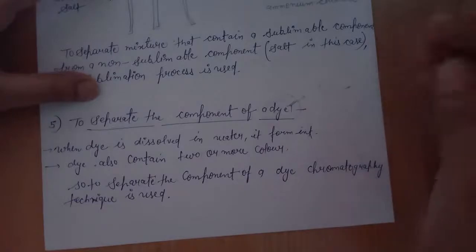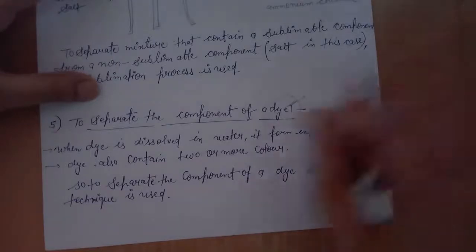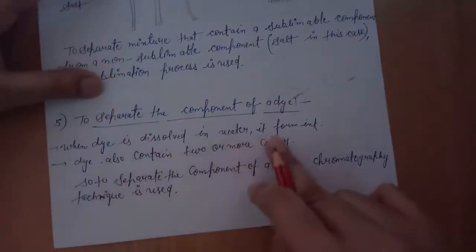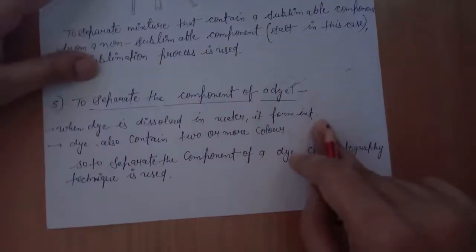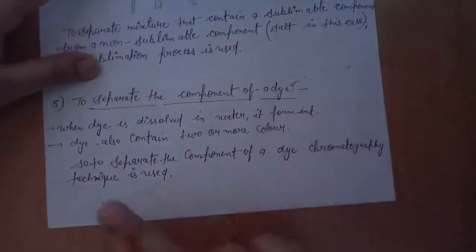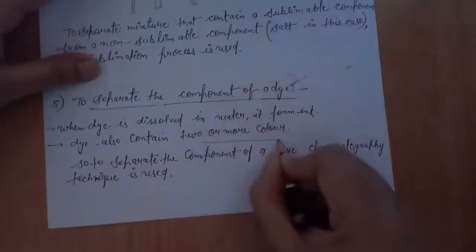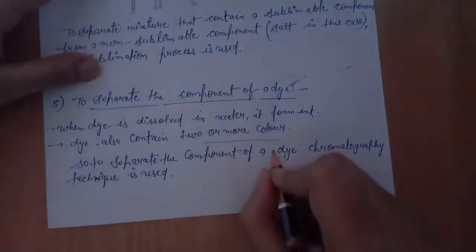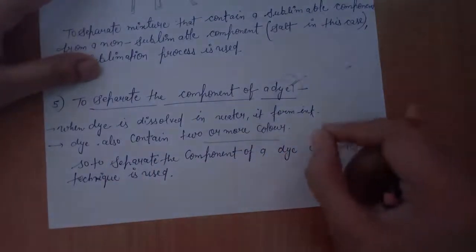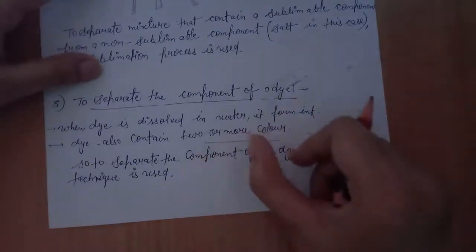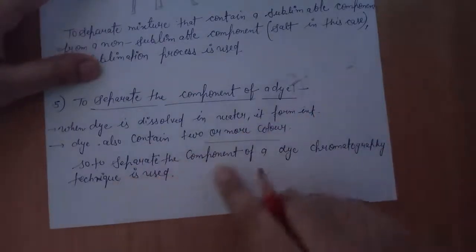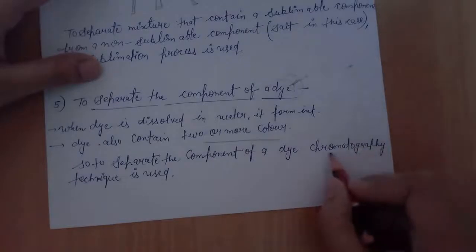So how can we separate the color of dye? When dye is dissolved in water, it forms ink. So ink is a mixture of dye and water. Dye also contains two or more colors. So in this separating method, we separate the color of dye and the component of dye. To separate the components of a dye, the chromatography technique is used.